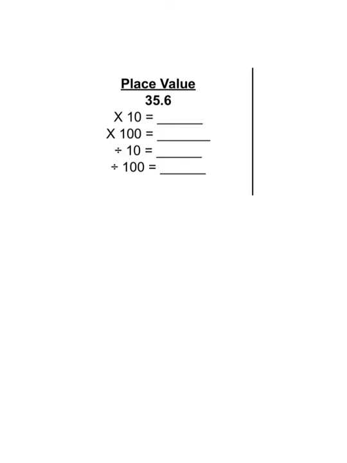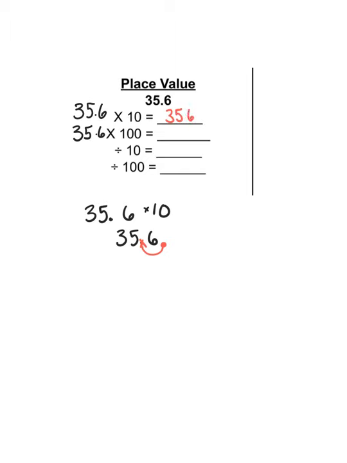Welcome to today's Bellringer. We're going to multiply 35 and 6/10 times 10 and 100. In order to do that, we're going to take 35 and 6/10 and just move our decimal point over one spot to the right, because with multiplication our numbers get bigger. And so our product or answer is going to be 356.